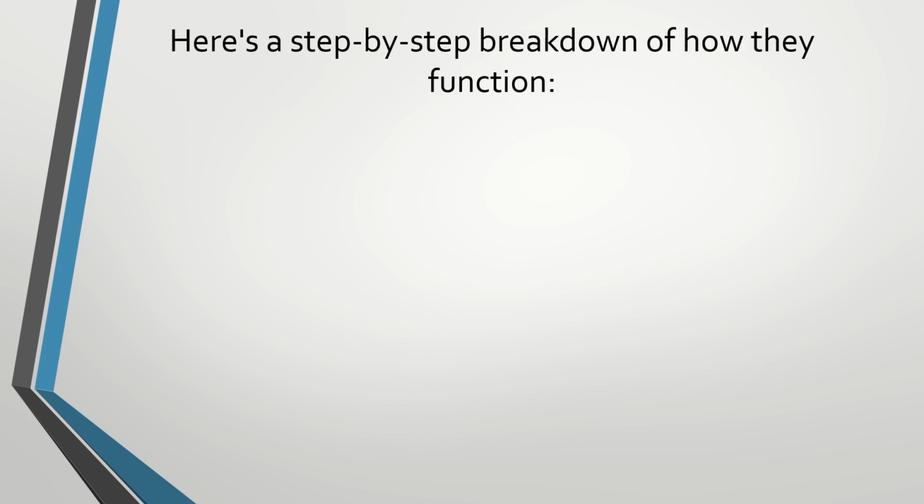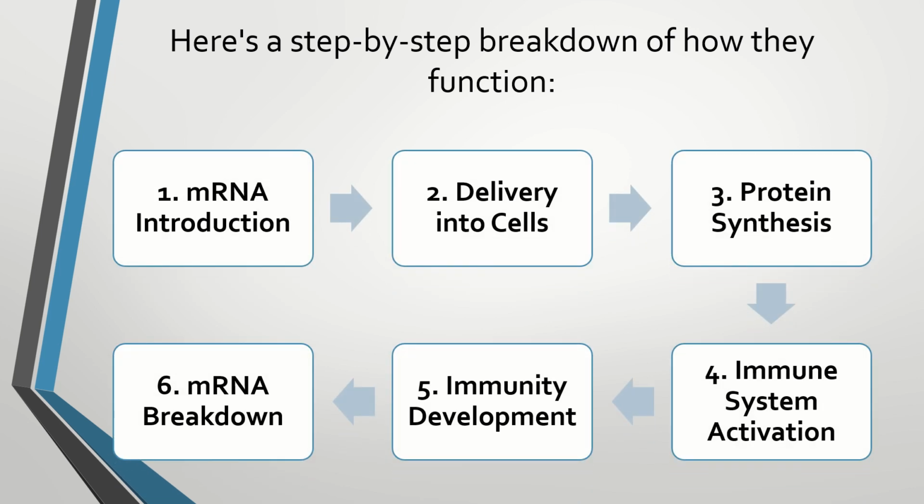Here we are going to see how the messenger RNA vaccine functions. Firstly, there is messenger RNA introduction. The messenger RNA vaccine is mainly injected into the muscular tissue, in the muscle. When it is injected, that is what we call messenger RNA introduction. Your body is introduced to the messenger RNA vaccine. During its production, the messenger RNA is coated with a lipid layer, so it can diffuse through the plasma membrane easily.